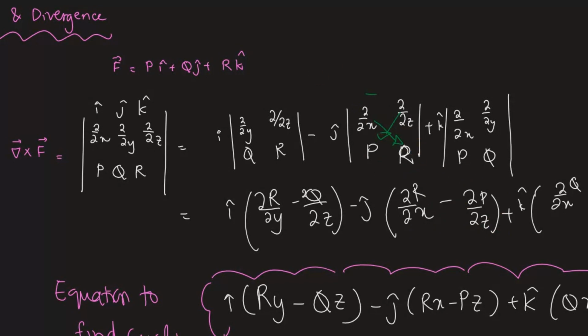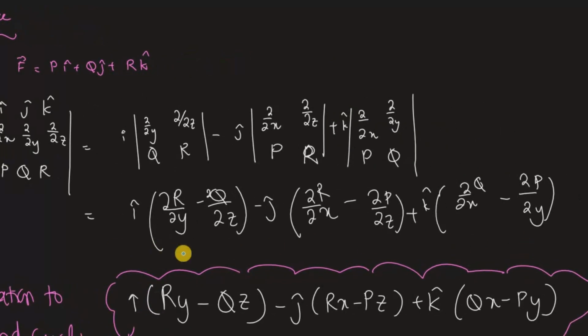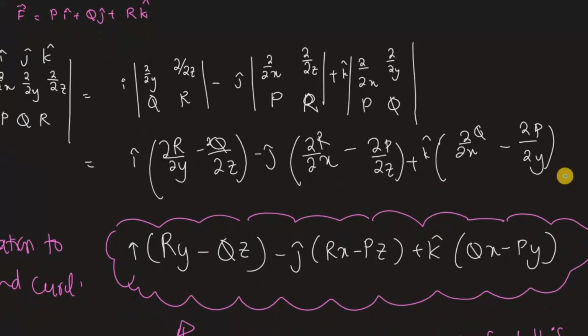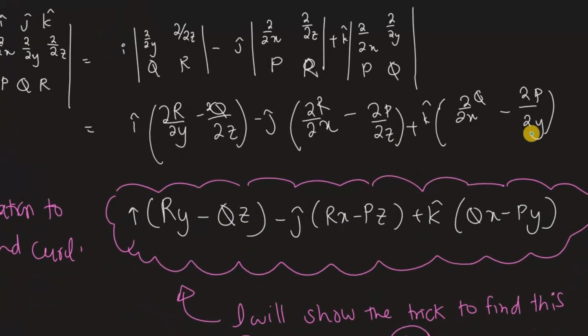Okay, so once you're done doing this, you are left with an equation over here which is going to let you find the curl of the function. And you can write this equation in a simpler way, because here it's looking very ugly. Partial derivative of R with respect to y can simply be written as R_y, and Q with respect to z you can just write Q_z. This simply means partial derivative of Q with respect to z. And similarly the other cases like R with respect to x, P with respect to z, Q with respect to x, and P with respect to y.